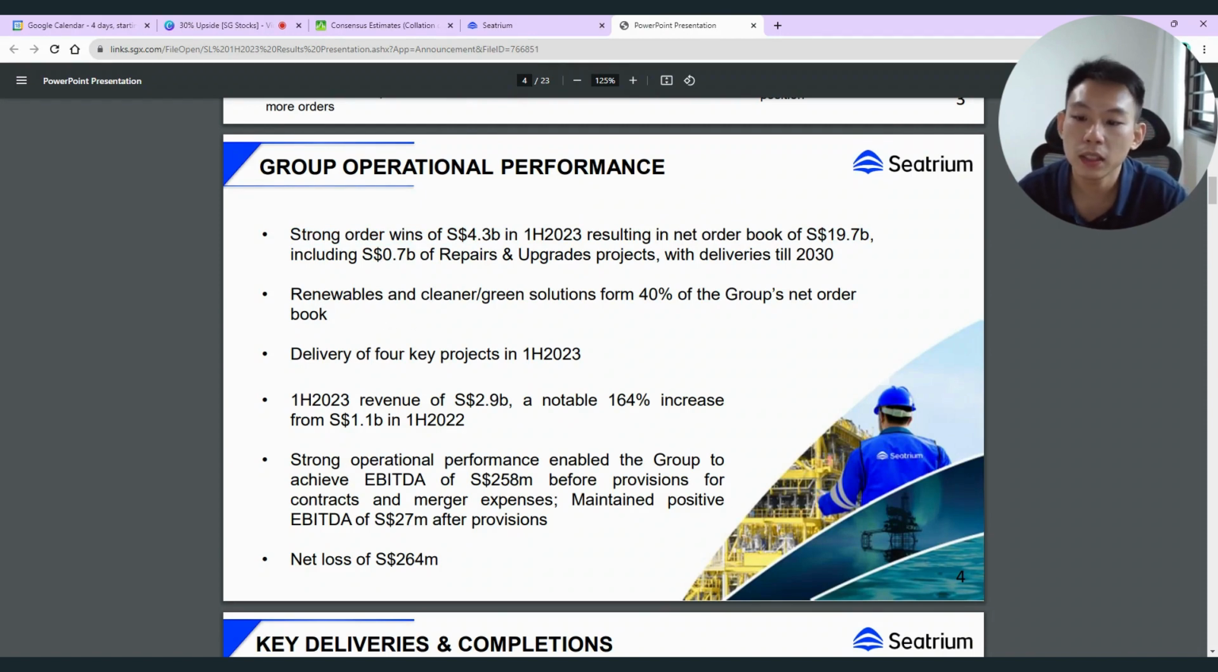Renewables and clean solutions already form 40% of their net order book. They have also done delivery of many key projects in the past 6 months or so. Although it is a net loss of 264 million, analysts are pretty much upbeat on their growth prospects going forward after the merger happened.